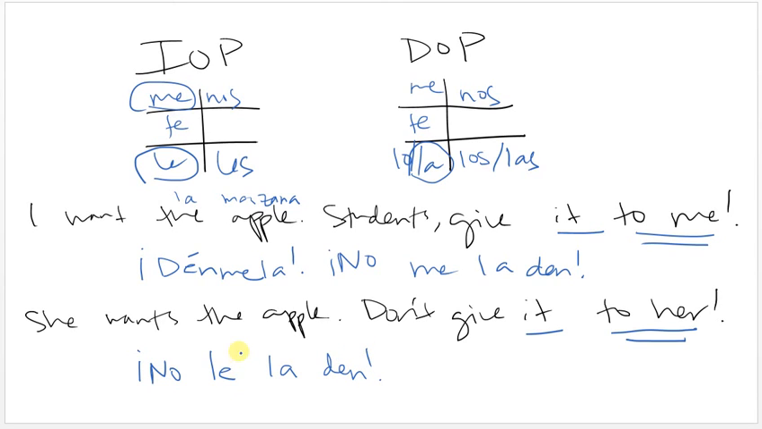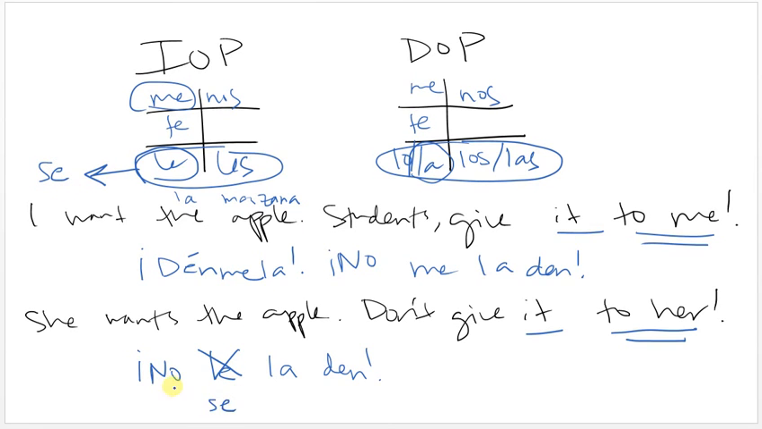But in Spanish, they don't like to have the same sound twice. So you can't say le la. So if you have an indirect object pronoun and a direct object pronoun that both start with L, you have to change the indirect object pronoun to se. So this becomes no, se la den. Or if I wanted to say give it to her, I would say dénse la, with an accent.